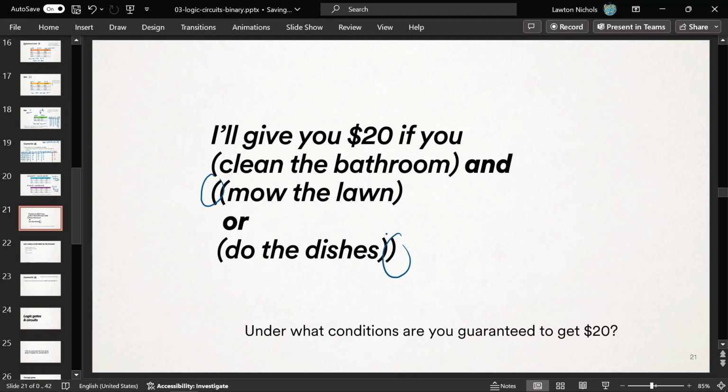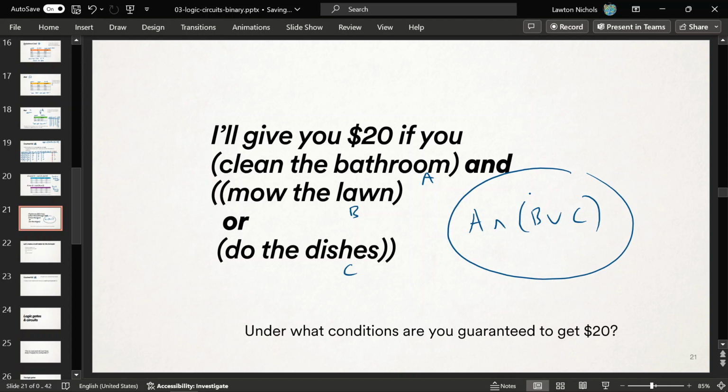All right. So we are lazy children, and we want to know what are the minimum conditions necessary for us to get $20. Okay, so this is logic in real life. Apply it. Let's introduce some symbols because we've been learning all these operations with just symbols. Let's say that clean the bathroom is A, mow the lawn is B, and do the dishes is C. So really, the form of this logical statement that Dad is making is: you got to do A and B or C. See how I'm translating that?